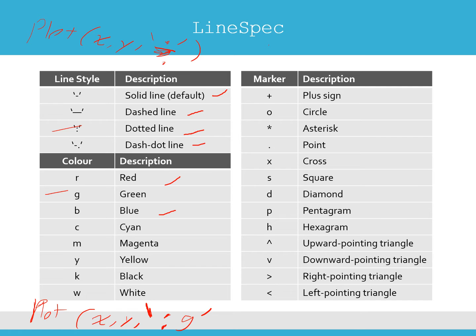If you want your plot to include a marker, you also can add this. For example, you have a plot like this and you want to have a marker, so you just put, for example, if you want a cross, here you just put x, g, x. You just include these three variables. For example, if you want a circle, you just put O. That is how you change the plot specification, the line specification.